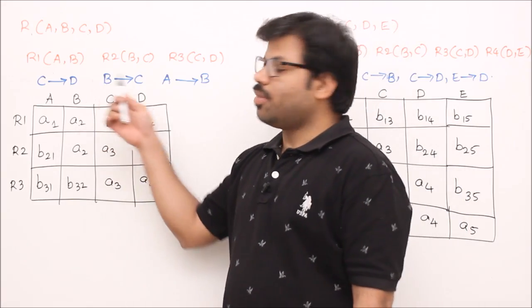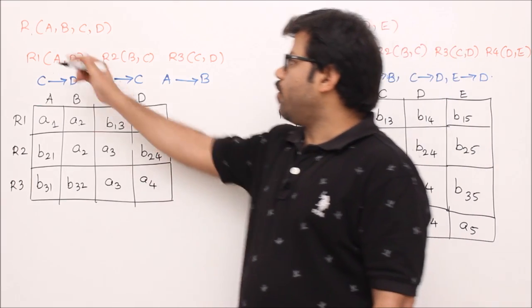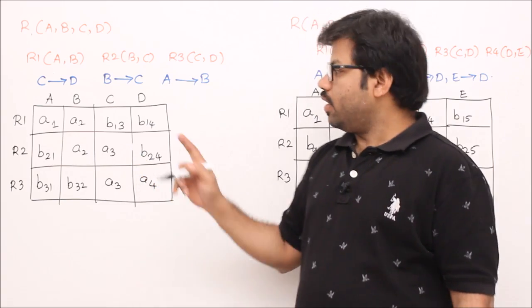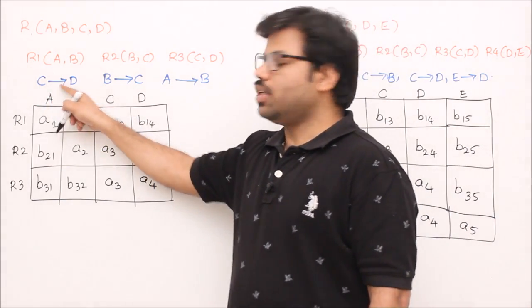Now we'll see two more examples to get more confidence about this lossless join property. You have a table R, A, B, C, D. Stop the video and fill in these entries on your own. Then cross-check with these entries. After that, continue the algorithm. C to D first.